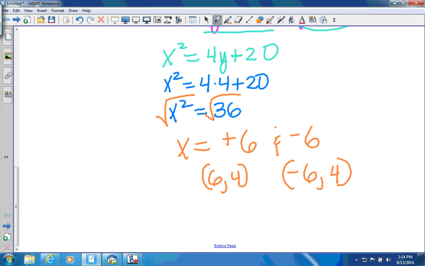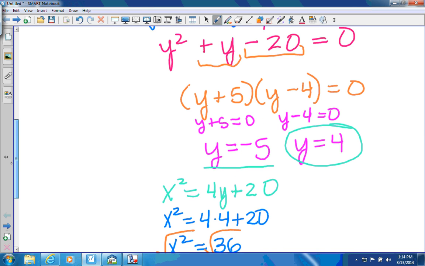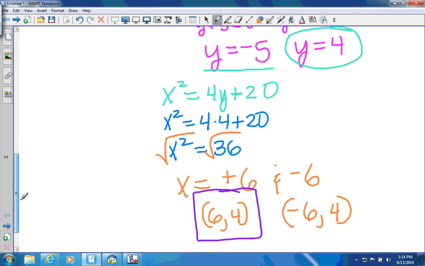Now, it had to be in quadrant 1. This is the solution that's in quadrant 1. That solution was in quadrant 2. And if you wanted to, you would substitute negative 5 in for y. So x squared equals 4 times negative 5 plus 20. 4 times negative 5 plus 20, so that's x squared equals 0.